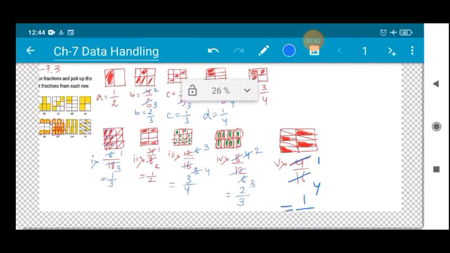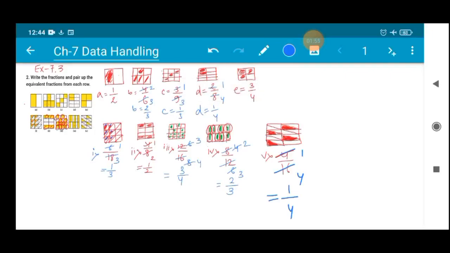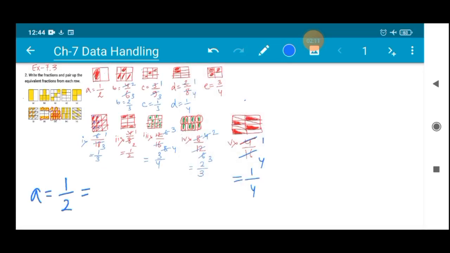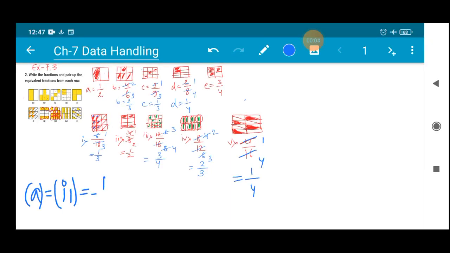Now what your next job is, you have to not only write the fraction and find the equivalent fraction, but also match it. Which figure is getting matched? A is represented as 1 by 2. So A is equal to 1 by 2 means it is getting matched with figure number 2. So I am writing 2 is equal to 1 by 2 also, because both A and 2 are representing fraction 1 by 2. Clear?